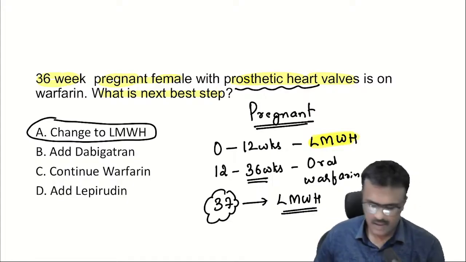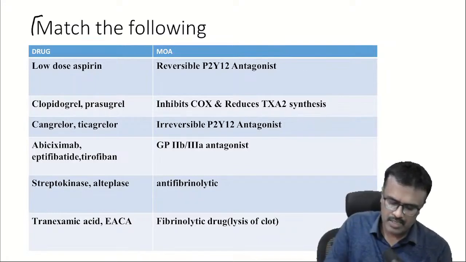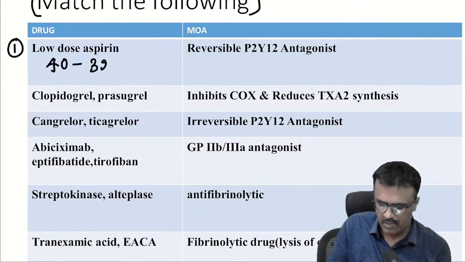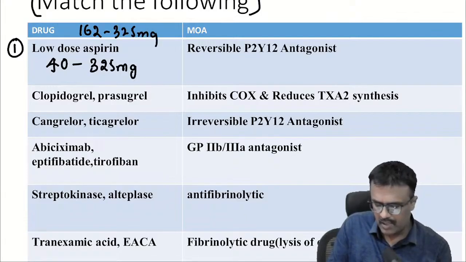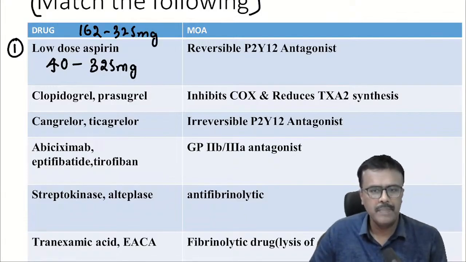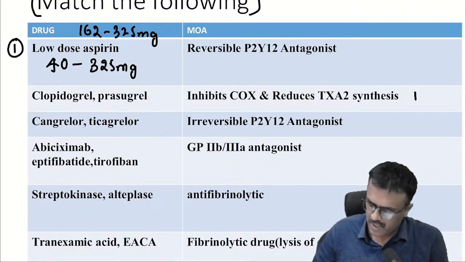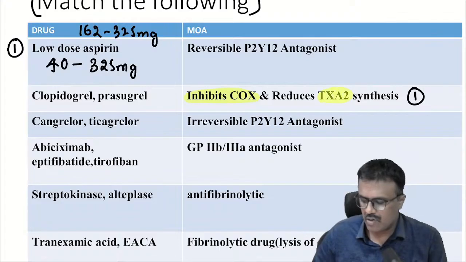Okay. Then moving on to match the following. Match the mechanism of action. First we'll take up low dose aspirin. Low dose is between 40 to 325 milligrams. And during MI we use 160 to 325 milligrams, and that is low dose aspirin. Low dose aspirin inhibits COX irreversibly and decreases thromboxane. So the mechanism that matches is: inhibits COX irreversibly and reduces thromboxane synthesis.